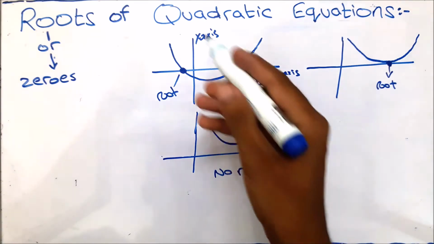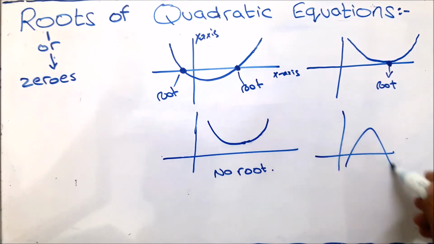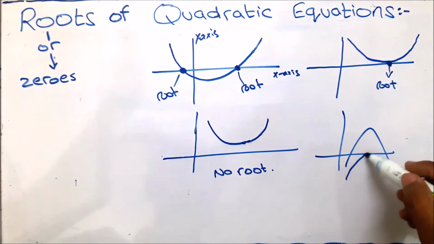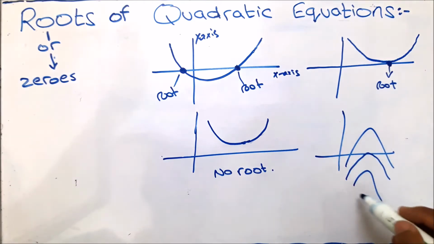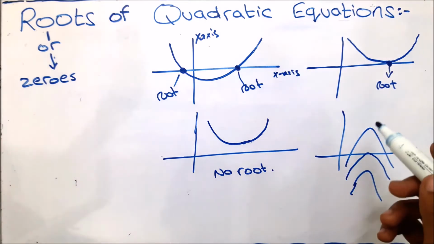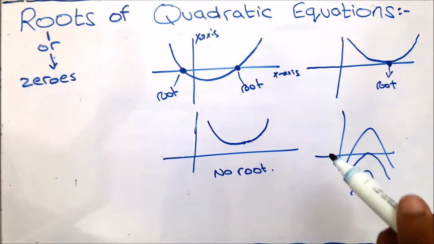The graph can be U-shaped, like a smiley face, or the other way as well. This can be one root, this has two roots, this has one root, and this has no roots at all. So it can be either way. There's a separate video about how to graph quadratic equations. You can check its link in the description below.